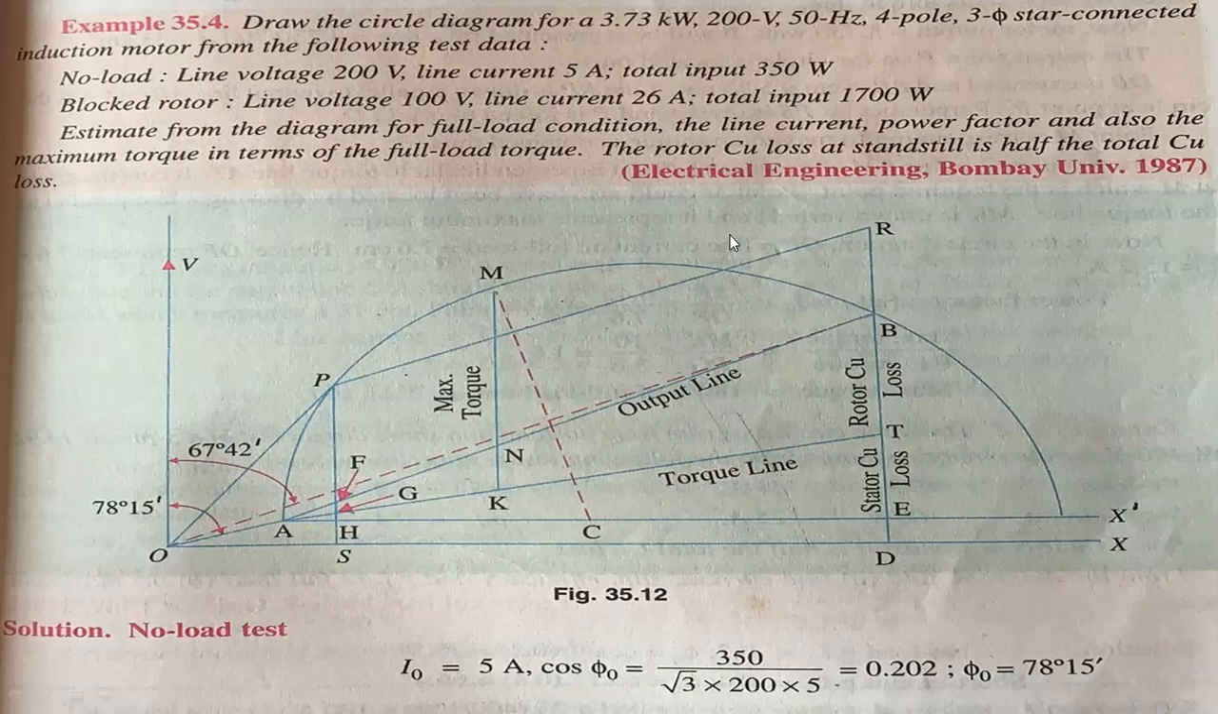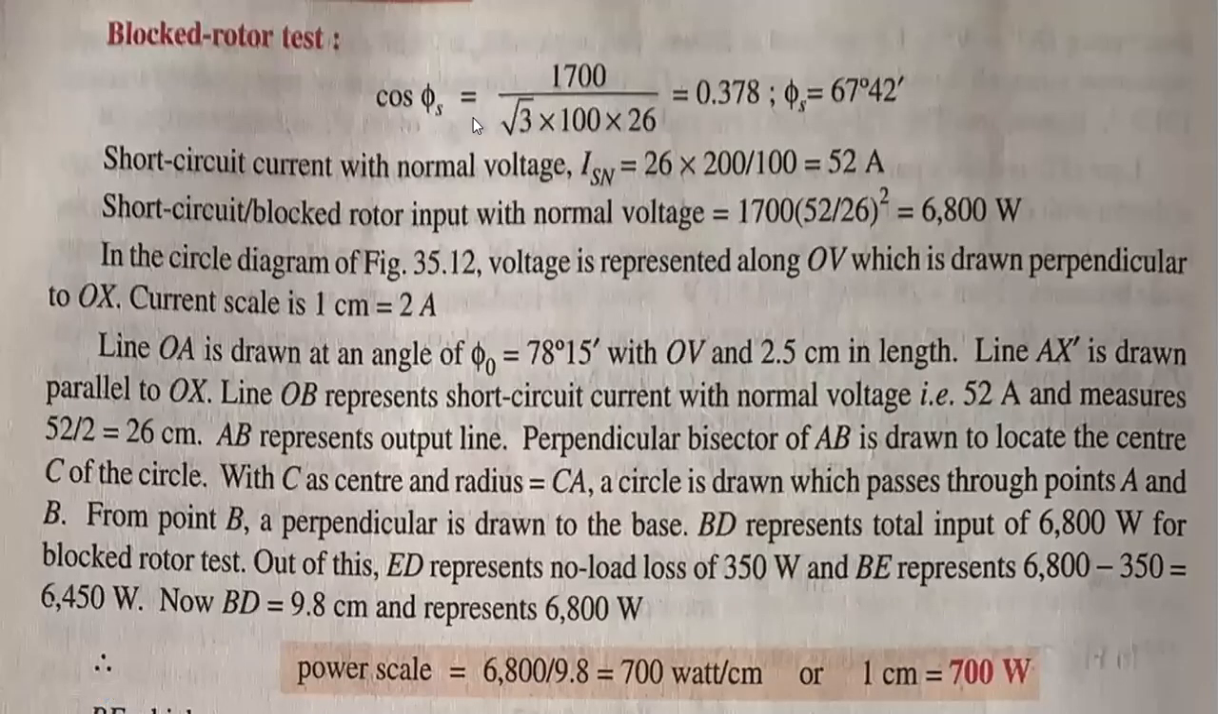From A to B we have to draw the semicircle, and we have to find the center C. After drawing the line OB, we have to bisect it at 90 degrees. If you bisect the line OB, you will get the center point C. From that center point, we have to calculate the radius from OAC, and with that radius we have to draw the semicircle. We will discuss this further. So we got the angle phi S from the blocked rotor test or short circuit test. This is 67 degrees.